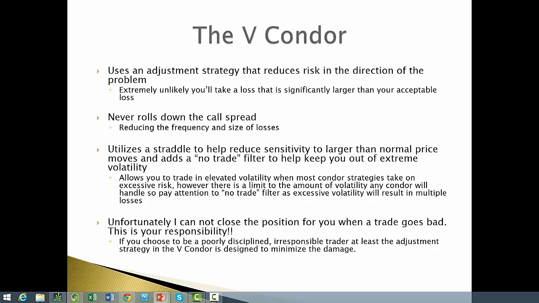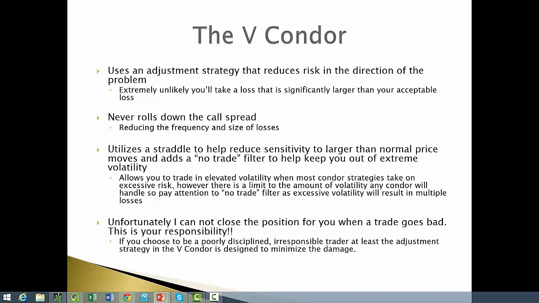Unfortunately, I cannot close the position for you, nor can I make a rule set to get you out of a trade if the trade goes bad. Or put it this way, I can make a rule set, but I can't make you follow that rule set. So I can't close the position for you if the trade goes bad. That's your responsibility. If you choose to be a poorly disciplined, irresponsible trader, at least the adjustment strategy in the V Condor, assuming you follow it, is designed to minimize the damage to your account. Because as the trade goes against us, we're flattening.